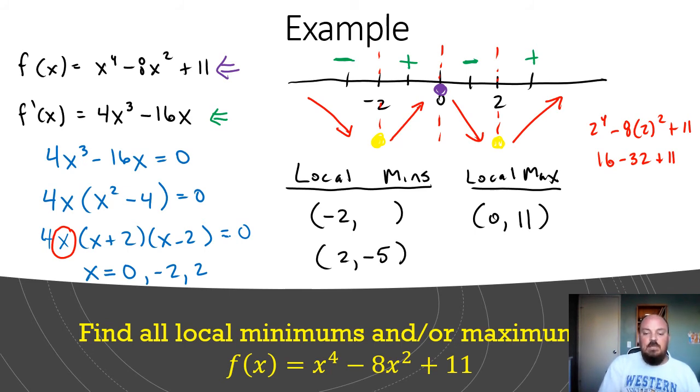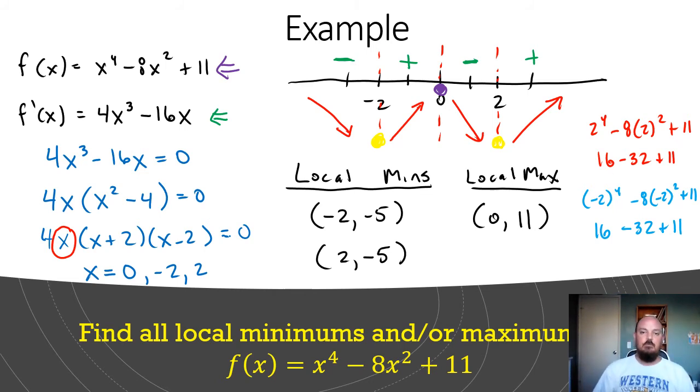And we'll finish it out by doing the same thing with the -2. -2 to the 4th minus 8 times -2 squared plus 11. It's actually the exact same thing because those are even exponents. It still comes out to positive, negative. So yeah, we're going to get a -5 for both of them. And that was an 11 there. So that's how that question worked out.